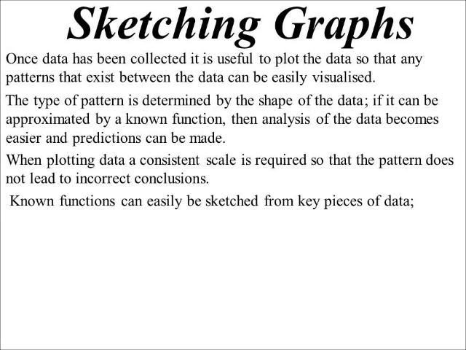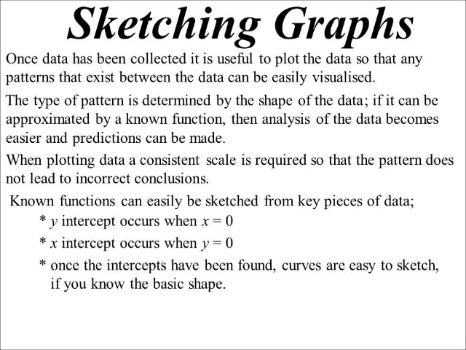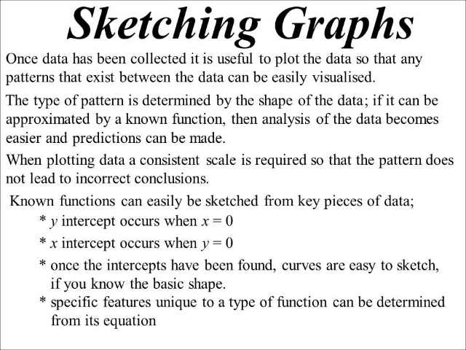Known functions are easily sketched from key pieces of data. The intercepts, of course, are the obvious ones. Y-intercept, sub in x equals 0. X-intercept, sub in y equals 0. You can find where it cuts the axes. Once you've got that information, if you know the basic shape, you can get a rough sketch. There are specific features that certain functions have, so there are things to look out for when you see the equation.